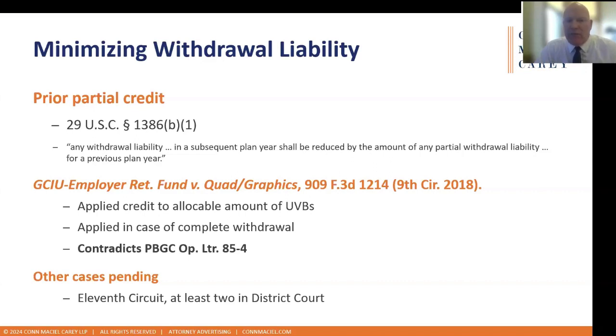There is a Pension Benefit Guaranty Corporation opinion letter that I've put in bold there, 85-4, that spells out what I believe to be the correct method of applying the credit, and the PBGC said that the method that was adopted by the Ninth Circuit in this 2018 case was clearly erroneous. Well, there's a case pending in the 11th Circuit right now where that issue is coming up again, and there's a couple more that I'm aware of that are pending in the district court.